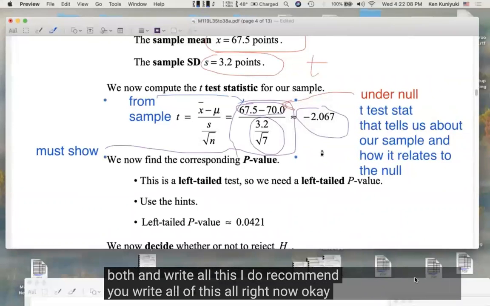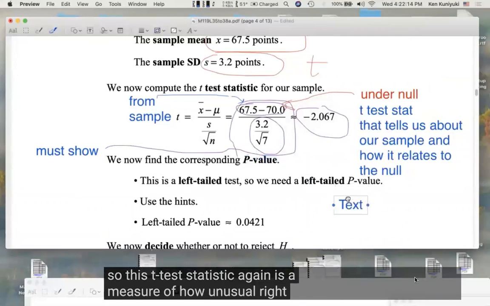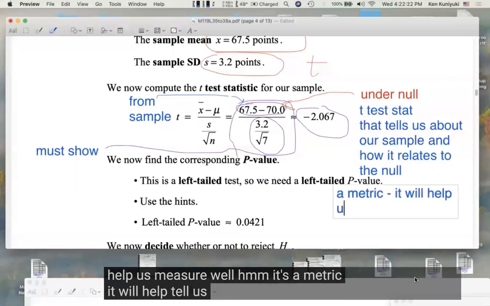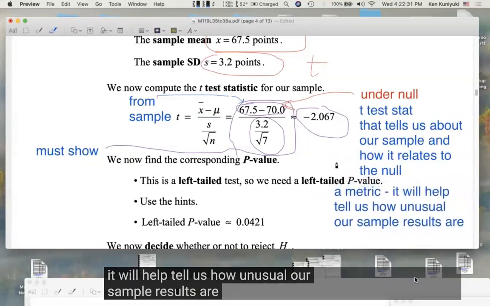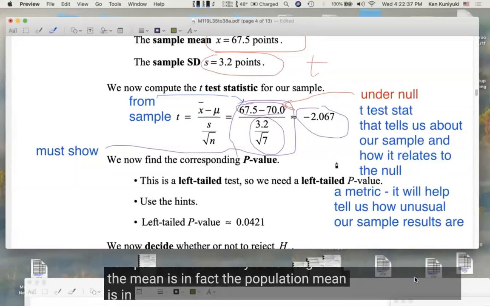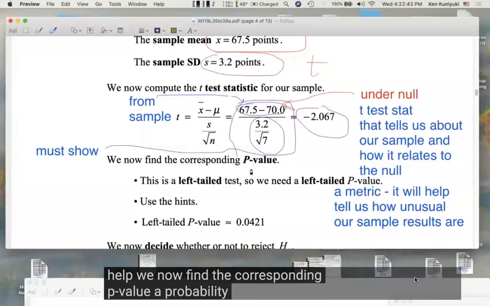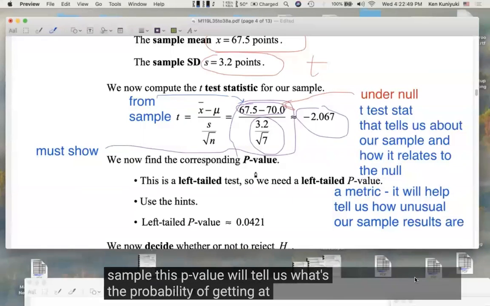All right. Now, this T-Test statistic, again, is a measure of how unusual, right? It's a metric. It will help tell us how unusual our sample results are, assuming that the population mean is in fact 70 points. A p-value would help. We now find the corresponding p-value. A probability will attach to the sample. This p-value will tell us the probability of getting at least as unusual a sample.